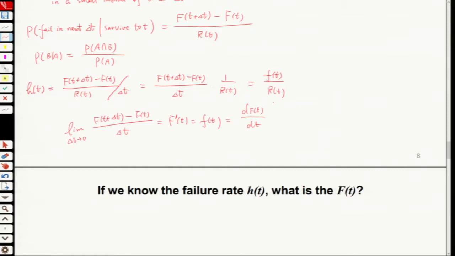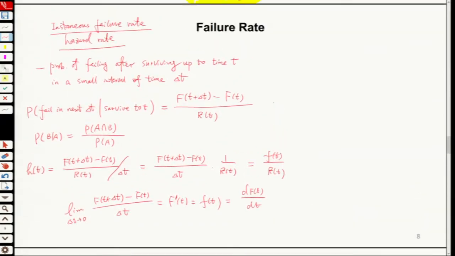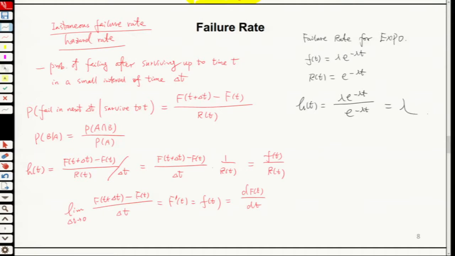Now, in this scenario, what is the failure rate for the exponential distribution? What is f(t) for exponential? Lambda e to the minus lambda t. What is R(t)? e to the minus lambda t. Then what will h(t) be? Lambda e to the minus lambda t divided by e to the minus lambda t. This is constant. Okay?